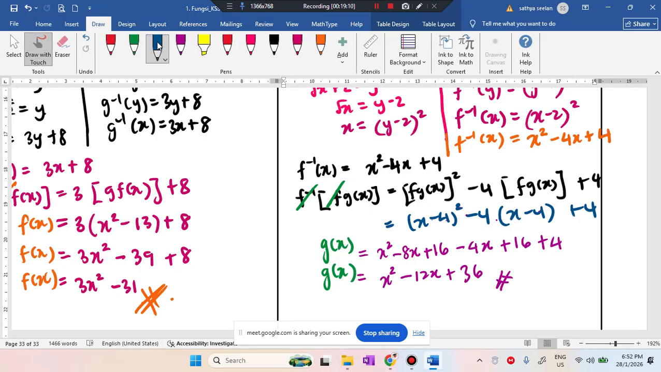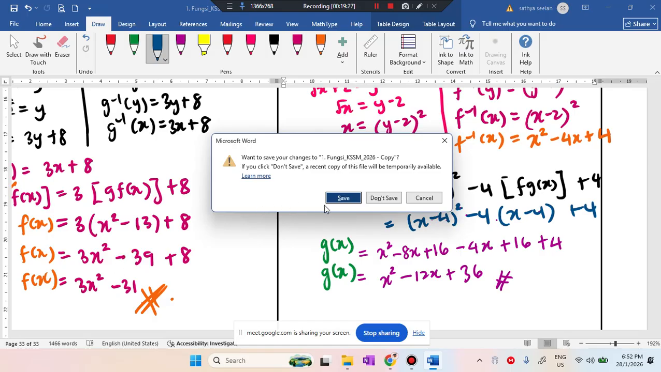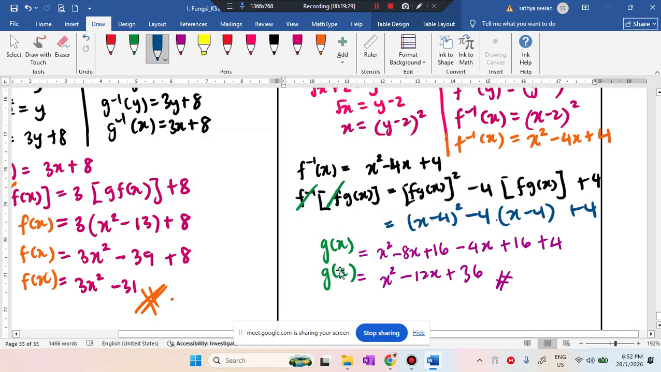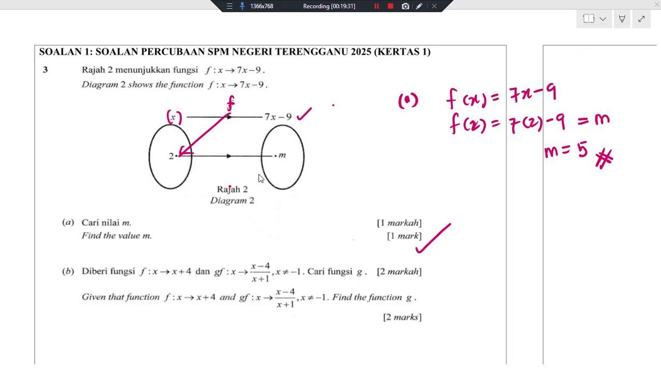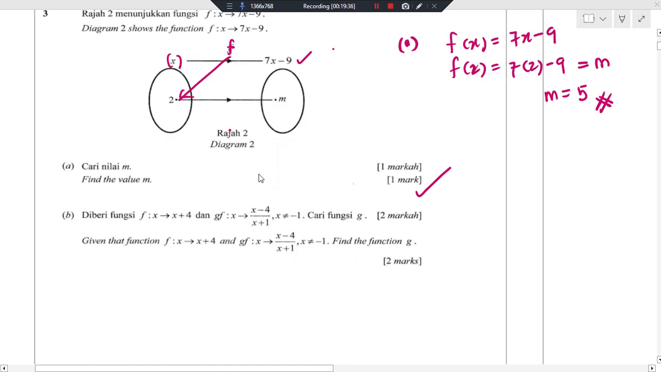Okay. So, we complete chapter 1 ready? Okay. M equal to 5. Okay, second question. B. Fx is equals to x plus 4 and gf equals to, you boleh guna method yang kita belajar tadi itu pun boleh guna juga. Okay, so ada dua cara kita nak buat ni. You need to find the function g. Maksudnya kita kena asingkan f, betul tak? So we boleh cari f inverse dulu.